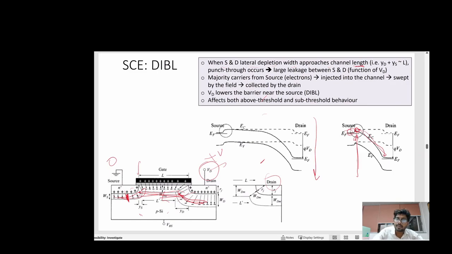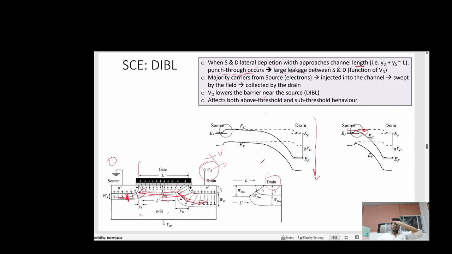that is the drain induced barrier lowering, and punch through occurs. Punch through is what I have shown. The punch through is the electron going from source to drain at this position. That is the punch through.